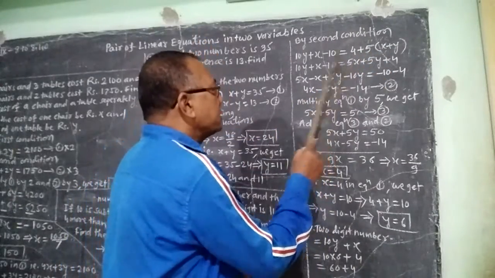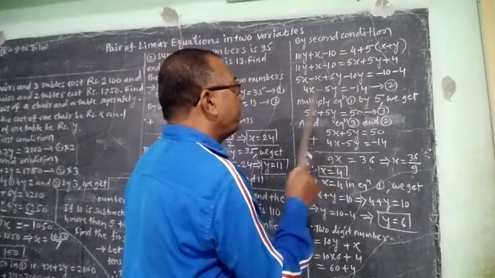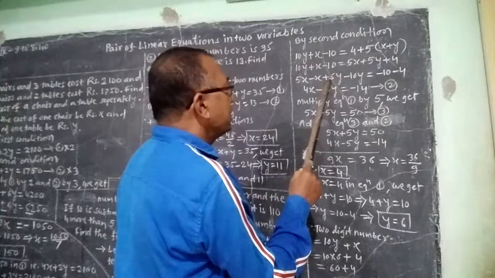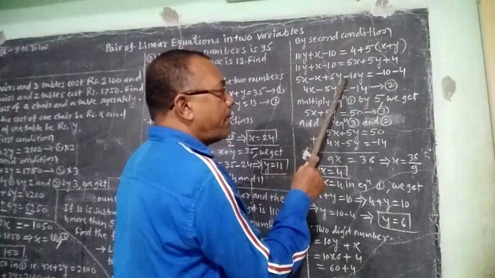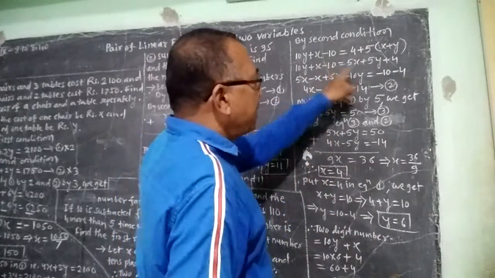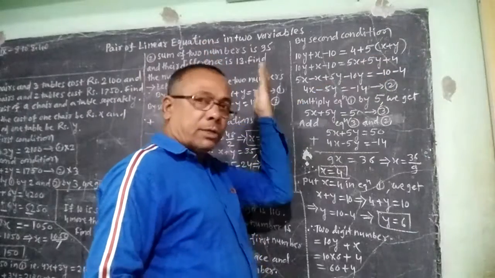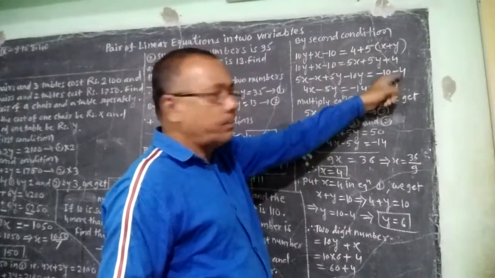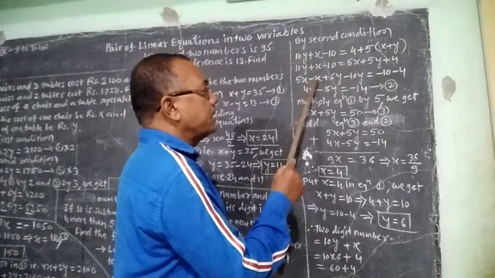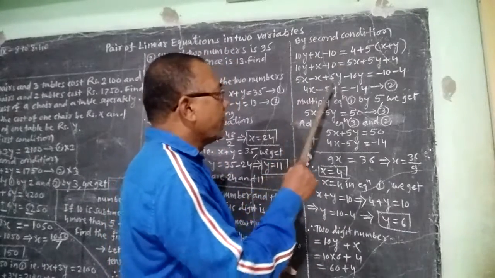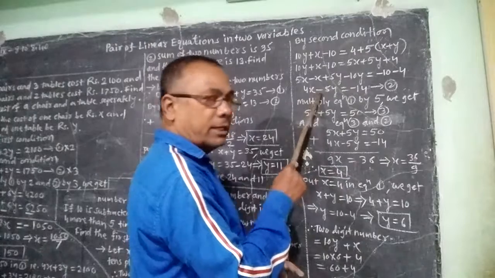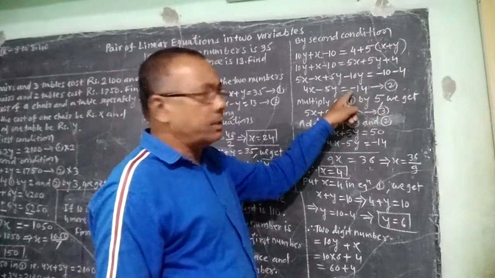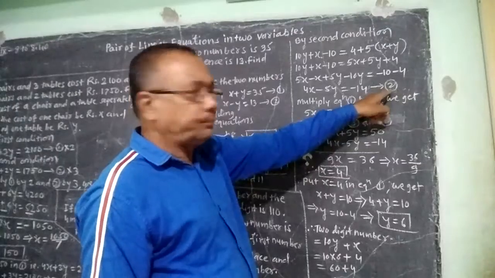Now 5x plus x will become minus x, so 5x minus x, 5y as it is. Now plus 10y will become minus 10y. Here minus 10 as it is, and plus 4 is transposed, so it will become minus 4. In this way 5x minus x will be 4x, then 5y minus 10y will be minus 5y, and minus 10 and minus 4 will be minus 14. So that is our equation number 2.